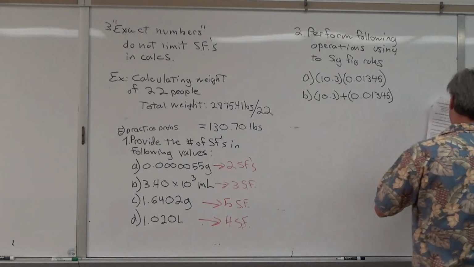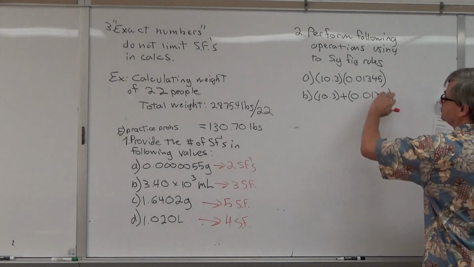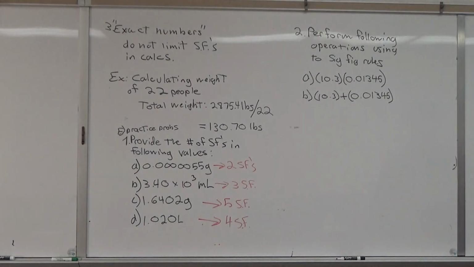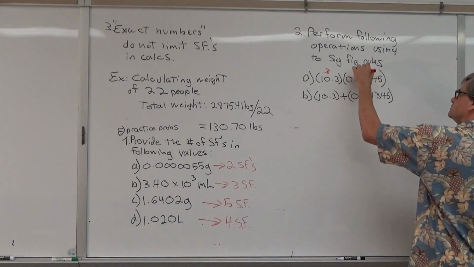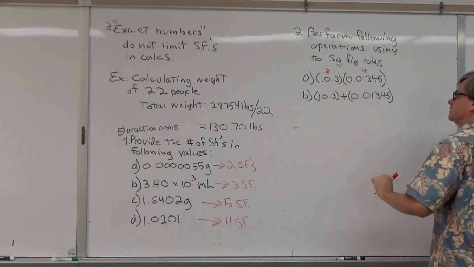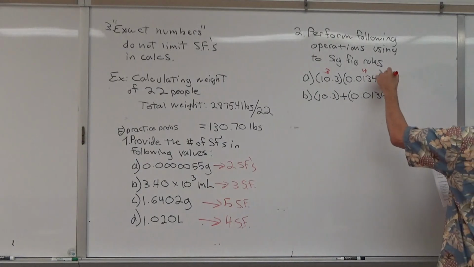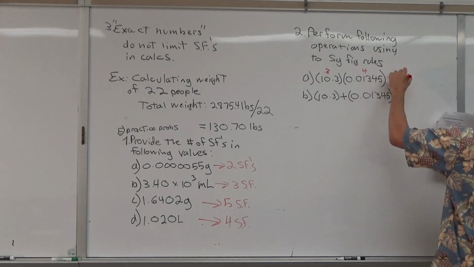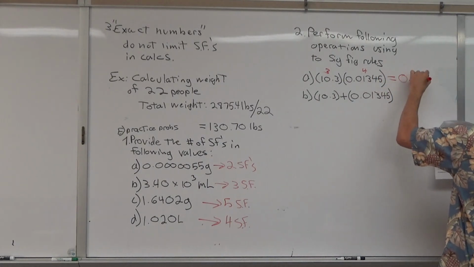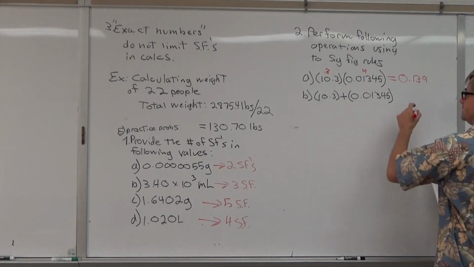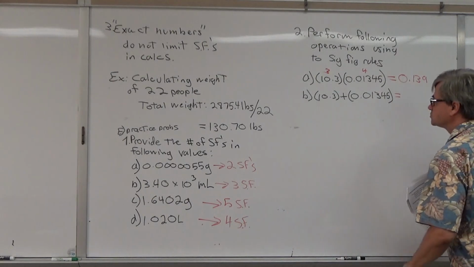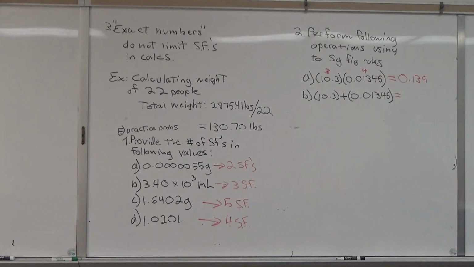All done. So this is multiplication. It's going to be guided by the total number of sig figs. Total number of sig figs here is 3. That's 4. Those guys are insignificant. So our answer can only have 3. All right, so our answer is 0.139.